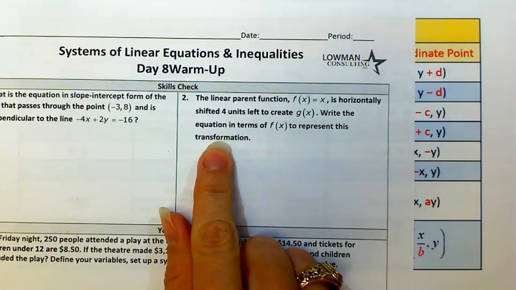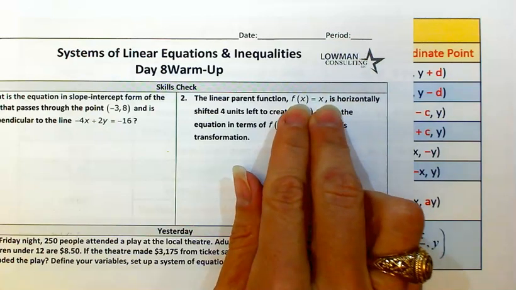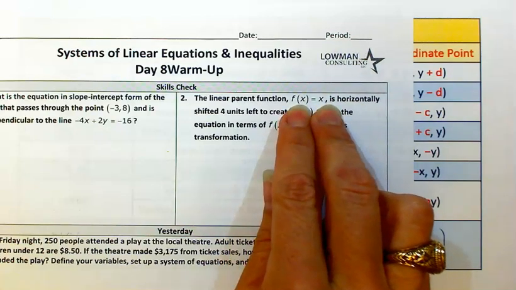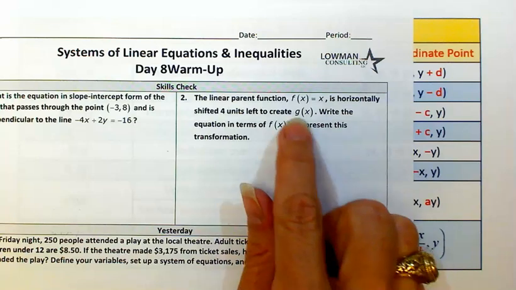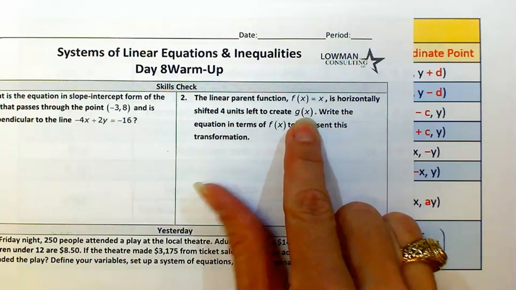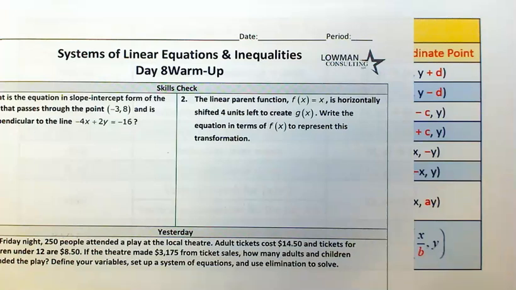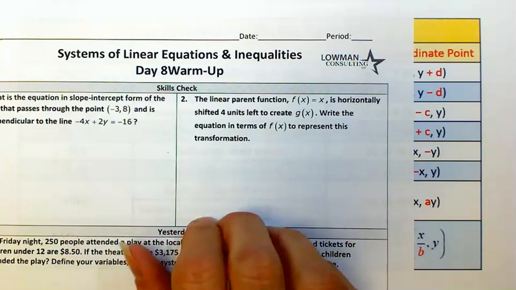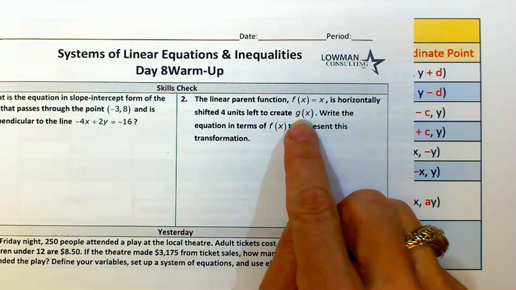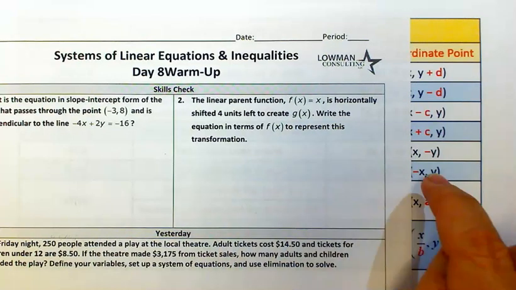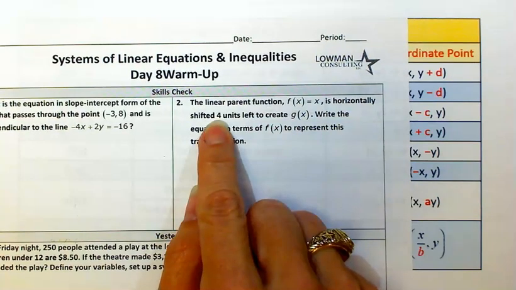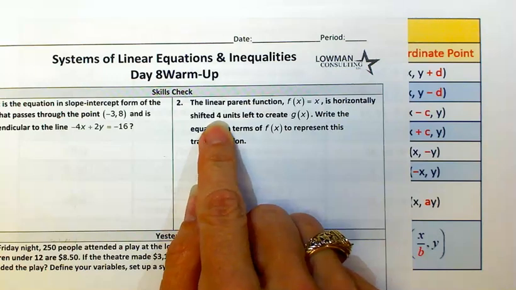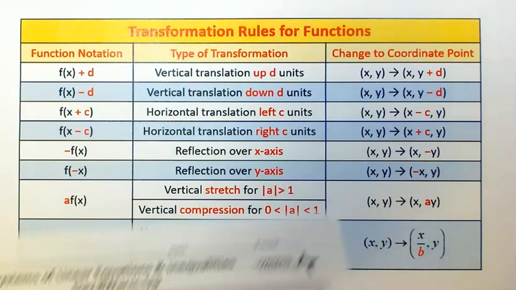Okay, so number 2 says the linear parent function f of x is equal to x, that's your simplest linear function, is horizontally shifted 4 units to the left to create a new function, and that new function we're going to call g of x. Write the equation in terms of f of x to represent this transformation. The key pieces of information: we're going to say g of x is equal to whatever, we use this as our original, and then we do something to it and notate what that is based on our magic decoder ring.